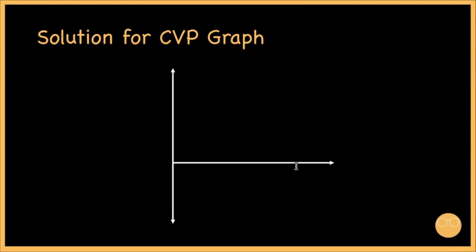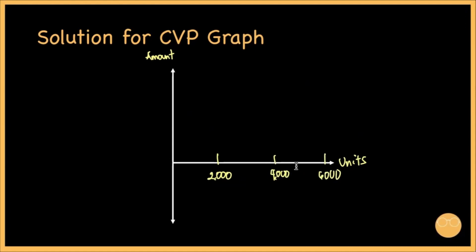Now let's try to solve for the CVP graph. The CVP graph emphasizes the profit or loss line. The sales line is presented opposing the vertical line representing the profit or loss line. So what do we mean by that? If this will be your amount and this will be your units, okay? So there will be 2 million, 4 million, and 6 million.